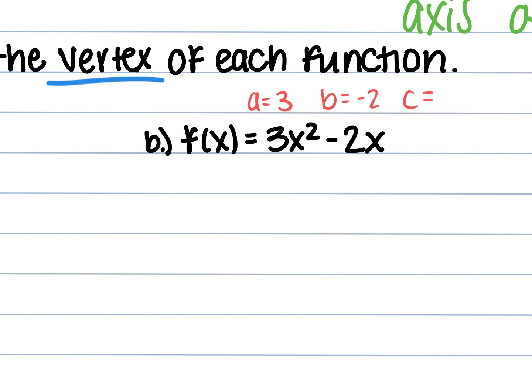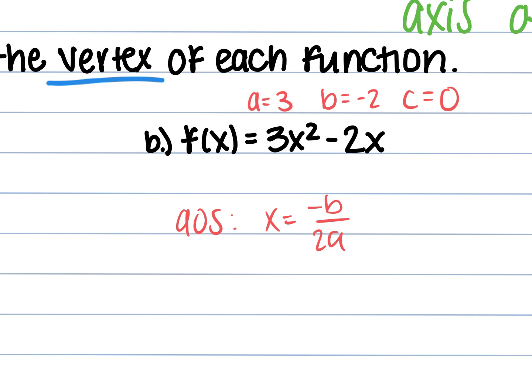Can I write C equals nothing, Alfonso? What do I do? It's 0. Very good. Whenever a term is missing, the coefficient there, or the number, is 0. So my C value is equal to 0. Now I'm going to go ahead and get started with my axis of symmetry. Who has the formula memorized? Karen? Is it negative b over 2a? You're so good. Okay, negative b over 2a.